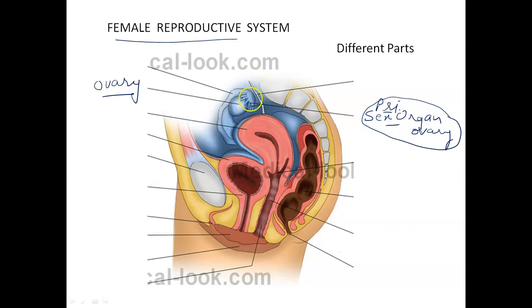this will then be carried away by the tube which is known as the oviduct. The first part of the oviduct is the infundibulum, and this infundibulum has finger-like, ciliated projections which are known as fimbriae. Now the next part after the infundibulum is the ampulla. This one is the broad part, the ampulla.